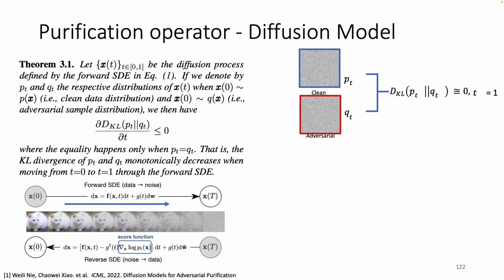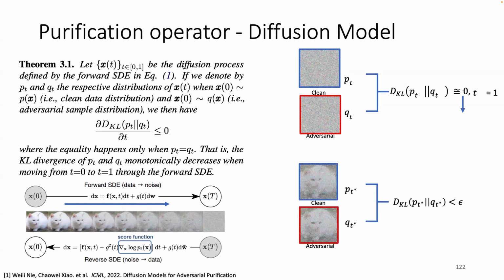In the extreme case, when t equals 1, the two inputs, the clean data and the adversarial data, will all become Gaussian noise. So the KL divergence between Q_t and P_t is 0 because they are both standard Gaussian distributions. So it's good. It shows that maybe there exists some time step t at which we can remove the adversarial effect and still keep the input information.